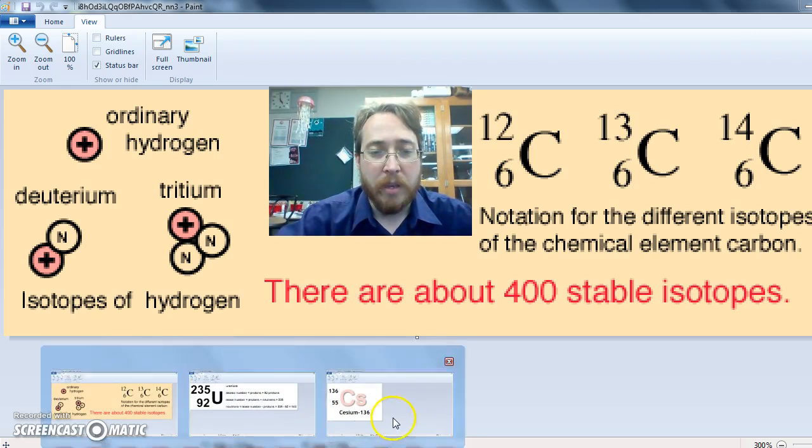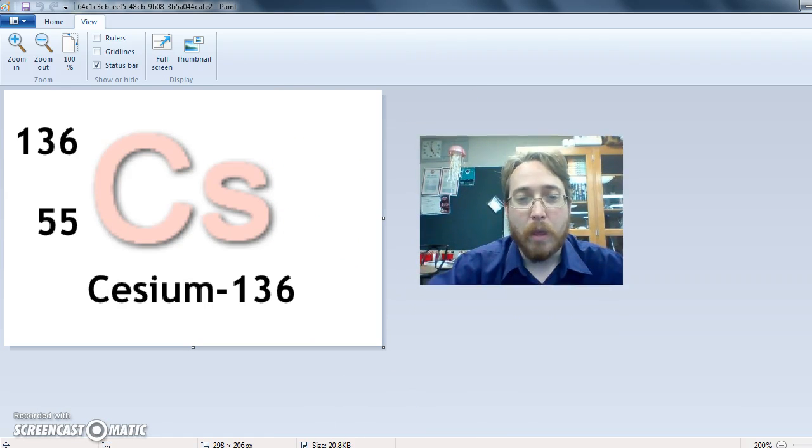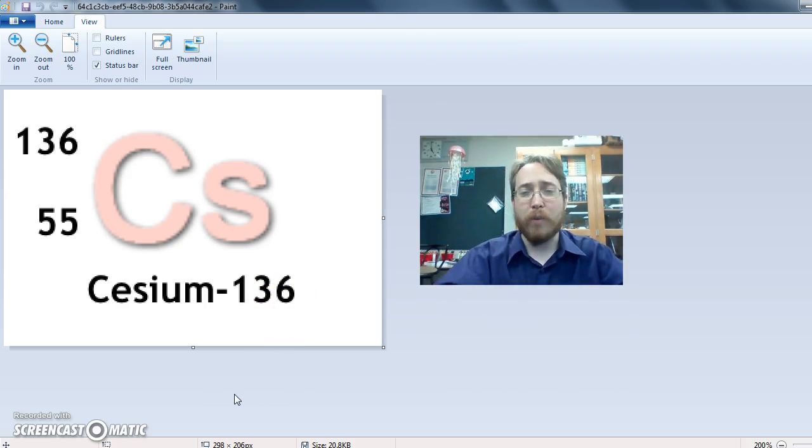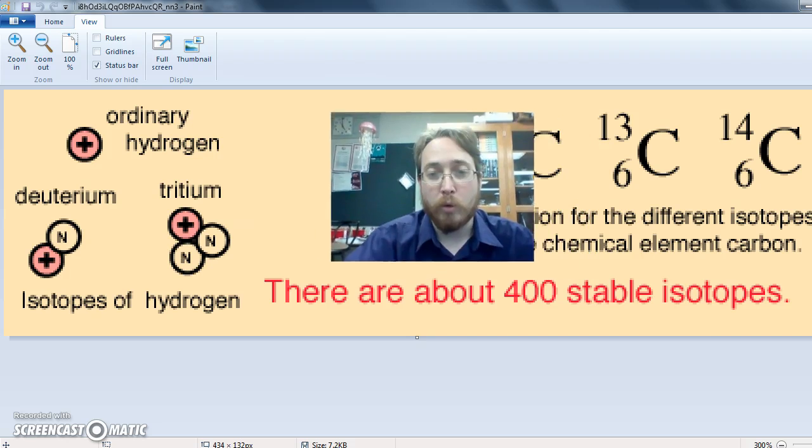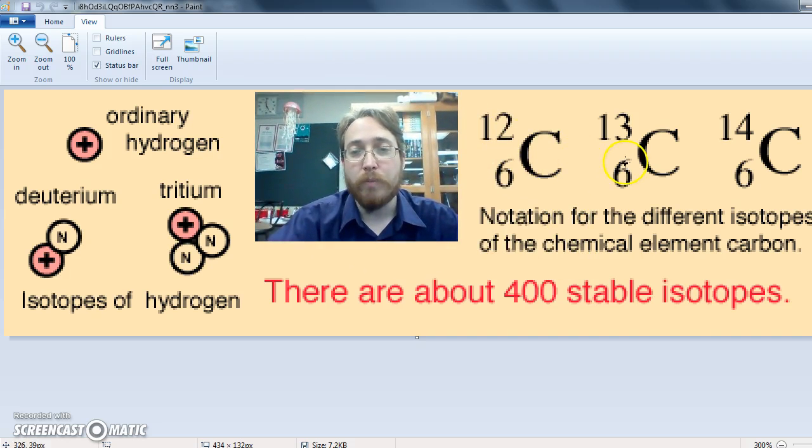And lastly, we've got another example, cesium. Cesium has 55 protons, so we've got our symbol CS, 55, and this particular isotope has a mass of 136. And what this illustrates is how we name it. Well, if we have different carbons, how do we distinguish them? We use the mass to distinguish them. So we would call this particular isotope cesium-136. That would be this one. If we use this language back here, we've got carbon-12, carbon-13, and carbon-14.